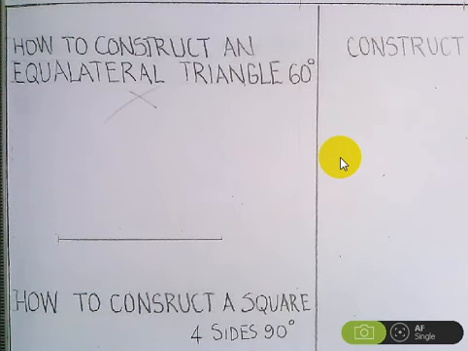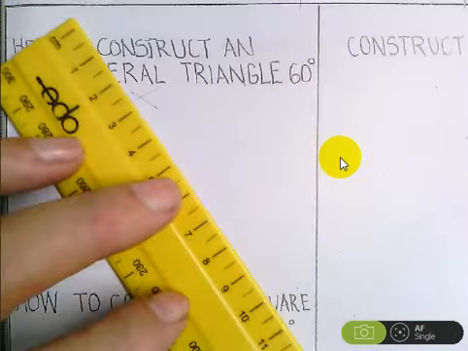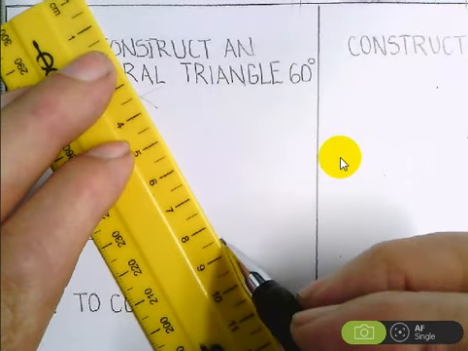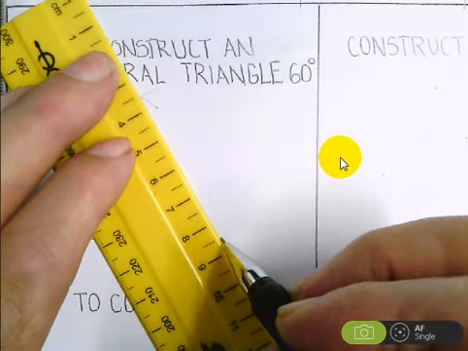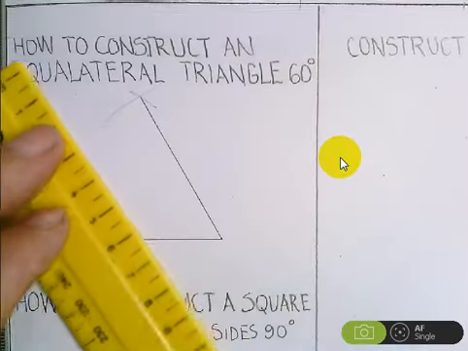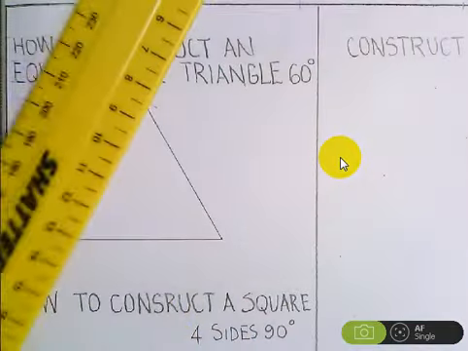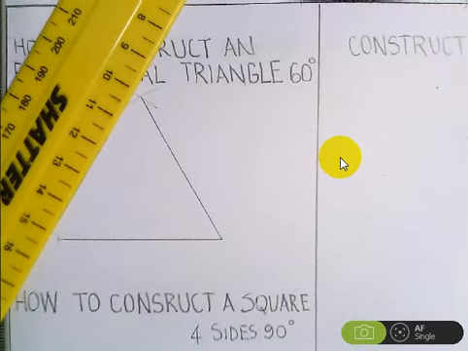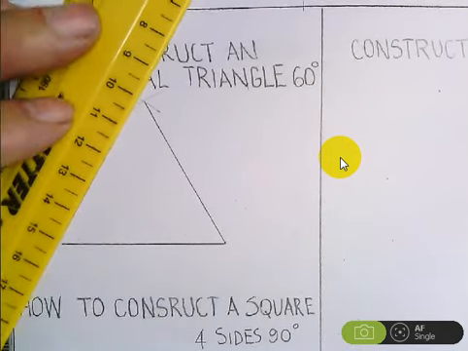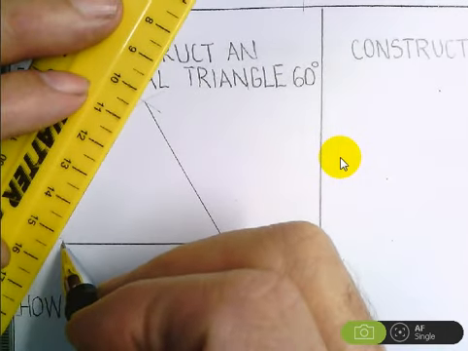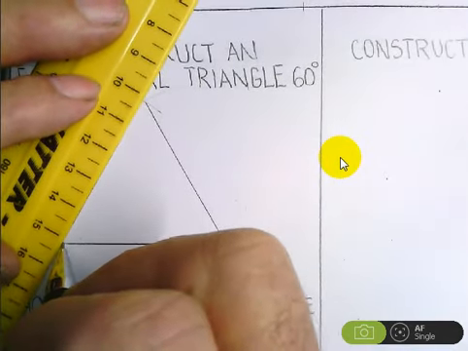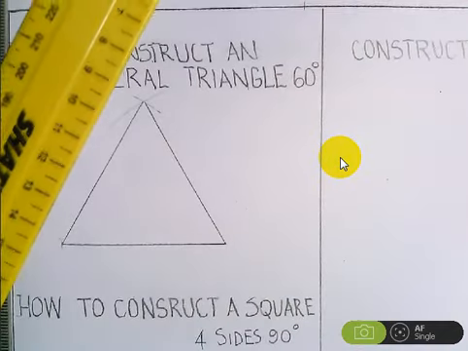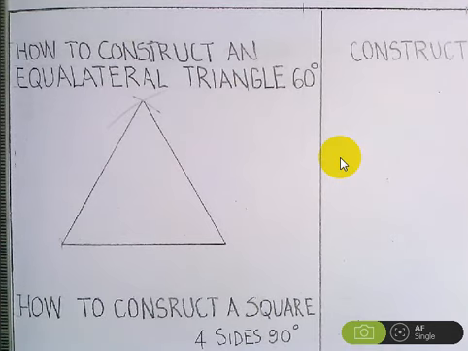Now, once I've done that, I use my ruler or set square and I line up the end point with that point there, and I do the same on this side. Just remove my ruler, give me a bit more space, from here to there. And that gives me my equilateral triangle.